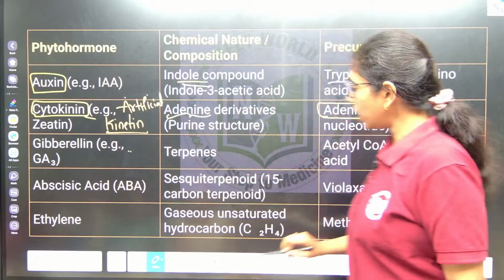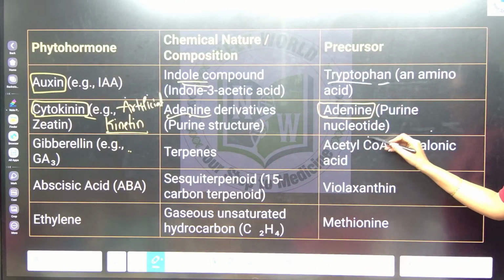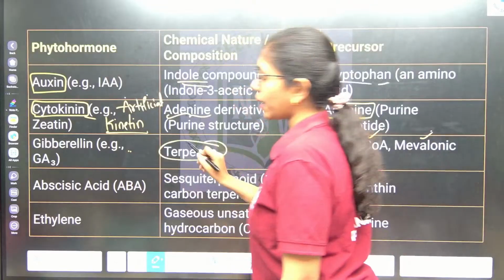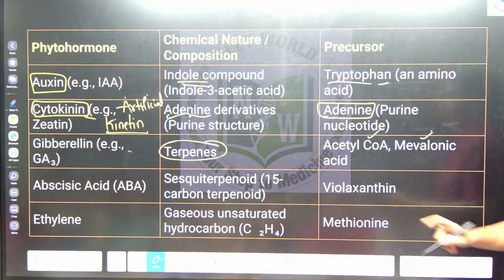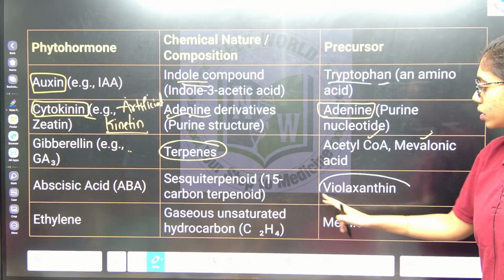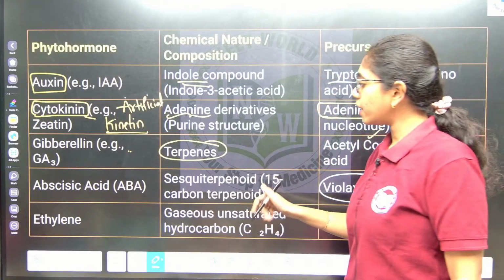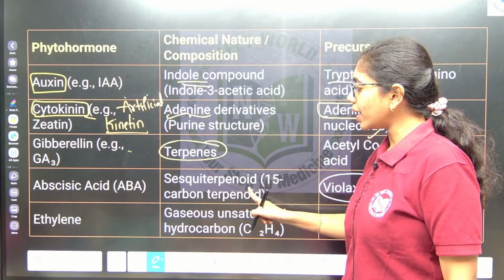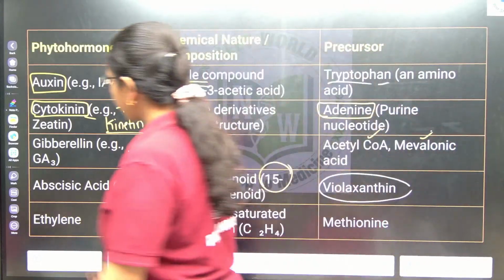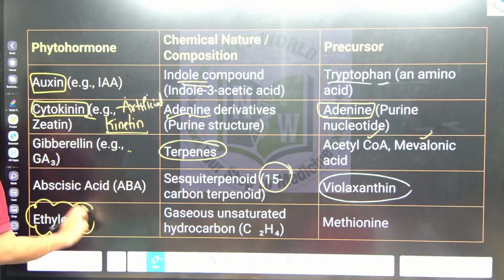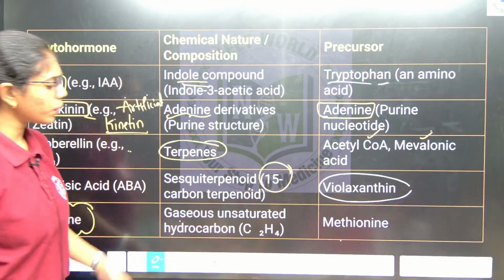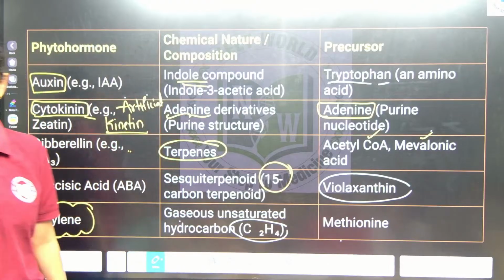Next, gibberellic acid: precursor is acetyl coenzyme A or mevalonic acid, and derivatives are terpenes, terpene derivatives. Next, abscisic acid, which is a plant growth inhibitor. Precursor is violaxanthin, and the derivatives are sesquiterpenoid derivatives, meaning a 15-carbon terpenoid. Next, ethylene, a gaseous hormone. Precursor is what? Methionine, and it is a gaseous hormone composed of carbon and hydrogen, that is it.